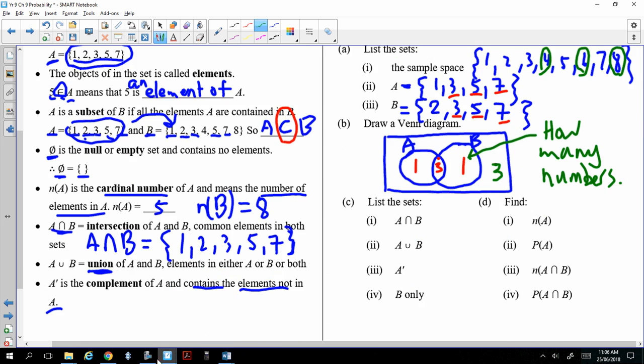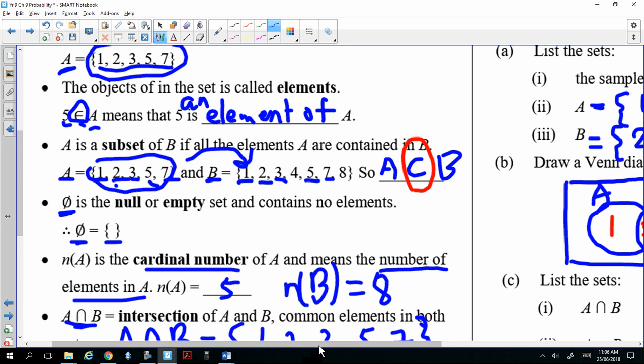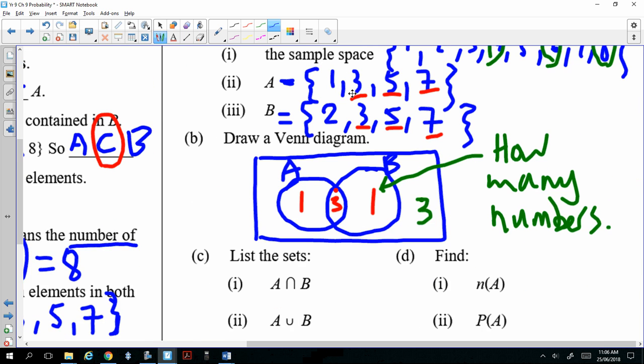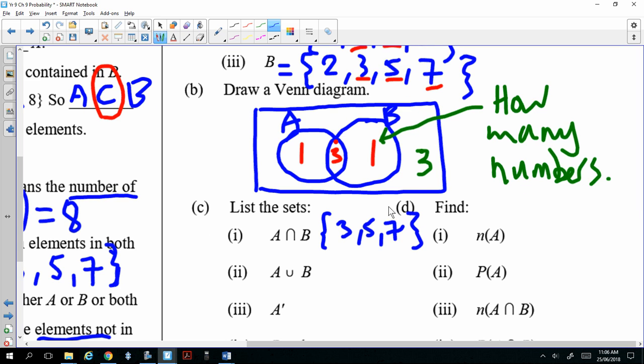List the elements common to A and B. That's the intersection. Only 3, 5, 7 are common. Curly brackets mean it's inside a set. We're looking at the set.